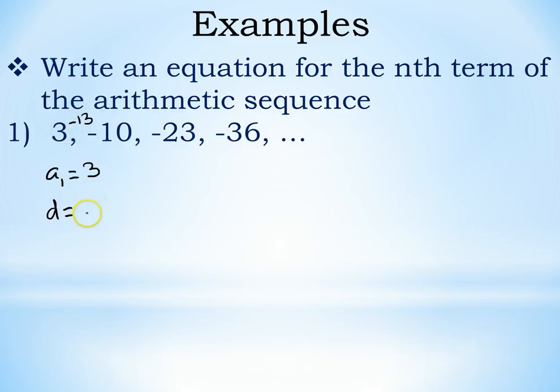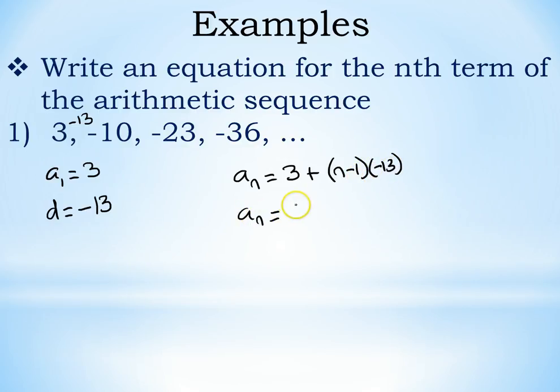Since I'm subtracting, I'm getting smaller, so the difference is a negative number. That's why it's negative 13 for my common difference. So now I plug both those values into my equation. So a_n equals a_1 plus (n minus 1) times our d, negative 13.